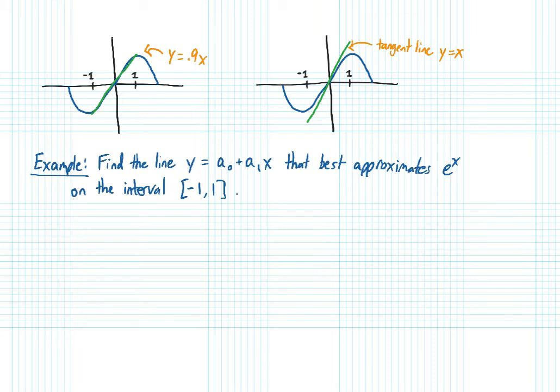Okay, so let's look at another example. Suppose we want to find the line that best approximates e to the x on the interval from -1 to 1. This is a little bit different from the examples we just did because we're not restricting ourselves to lines through the origin anymore. So the space of lines isn't just one-dimensional, it's two-dimensional.